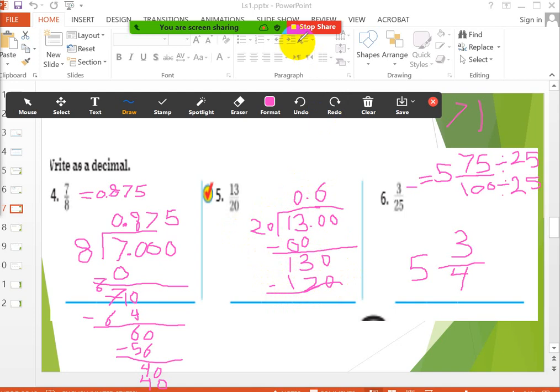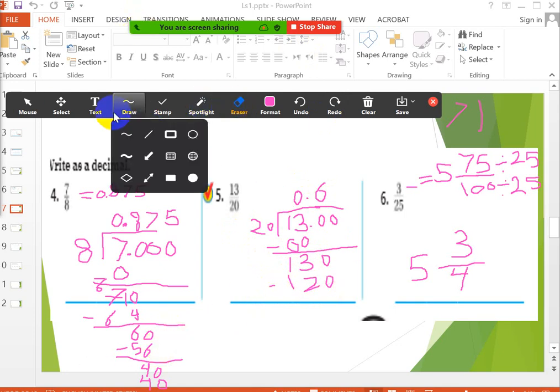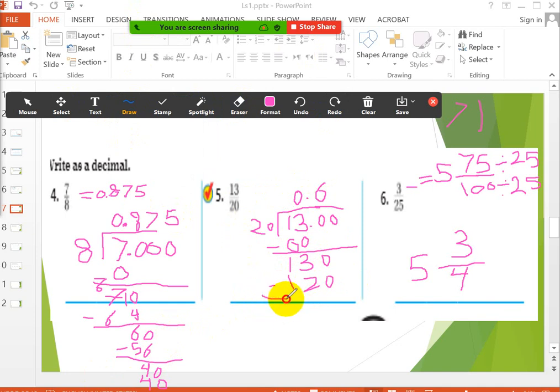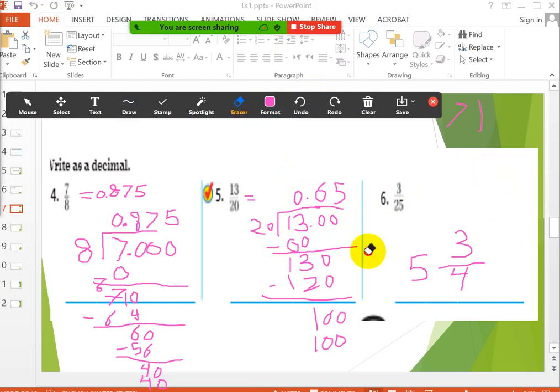Then I will subtract. I'm sorry, I will write it again. So subtract between 130 and 120. It will be what? 10. Then I will take the last digit. 100 divided 20 equals what? Equals 5. 5 multiplied 20 equals 100. So this is how I will find the decimal number, this is the answer, 0.65 hundredths.